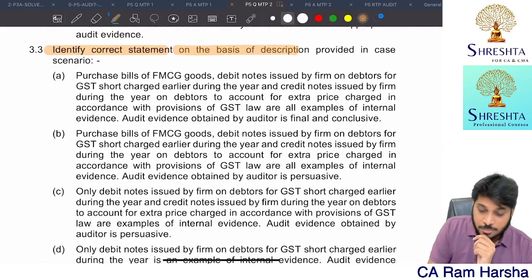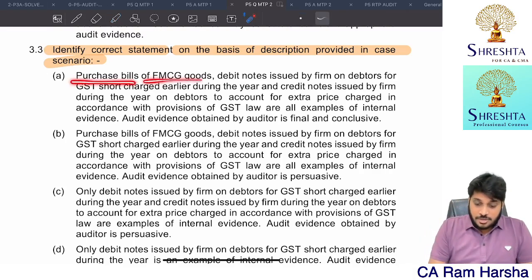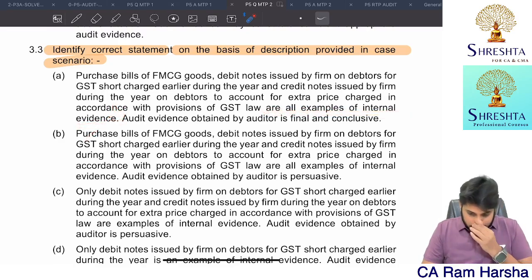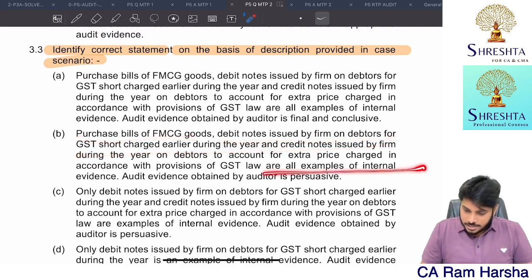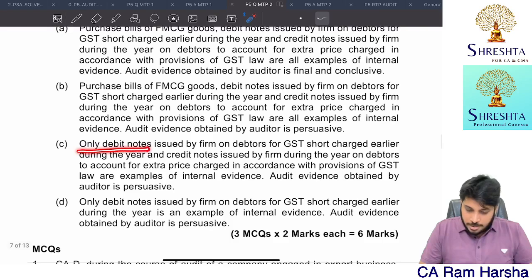Identify correct statement on the basis of description provided in the case scenario. Purchase bills of FMCG goods, debit notes issued by the firm, and credit notes issued by the firm are all examples of internal evidence. Wrong. Only debit notes issued by the firm and credit notes issued by the firm are examples of internal evidence.